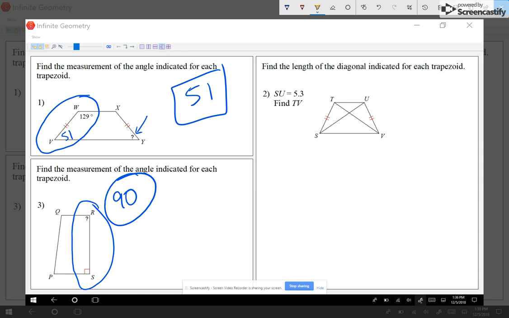Question number 2. The segment SU, I'm telling you guys the segment SU is 5.3. So that's the whole diagonal. When we have an isosceles trapezoid, the diagonals are equal to each other. Notice SU is a diagonal. The other diagonal is TV. Then in an isosceles trapezoid, the two diagonals are equal to each other. Here I'm asking how big is TV. I'm just going to call it 5.3. That's it, right? The answer is basically given.